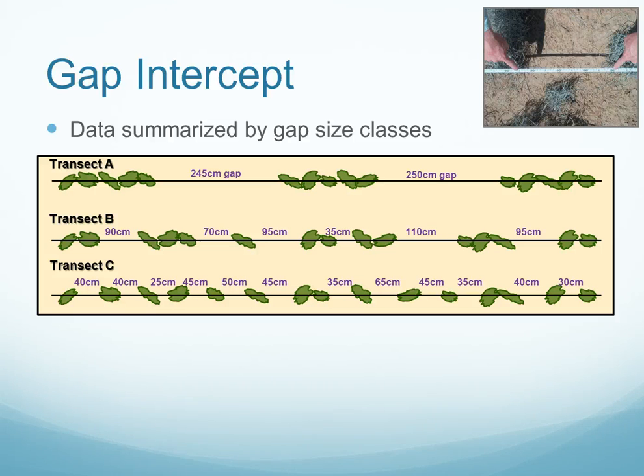Here we see a diagram showing a 10-meter transect that's intersecting 3 different hypothetical plant communities that have different spatial arrangements. We can see in transect A that the plants are clumped together with very large gaps in between. Transect B, the plants are a little bit more distributed and the gap sizes tend to be smaller, and in transect C we can see that the gap sizes are generally quite small.